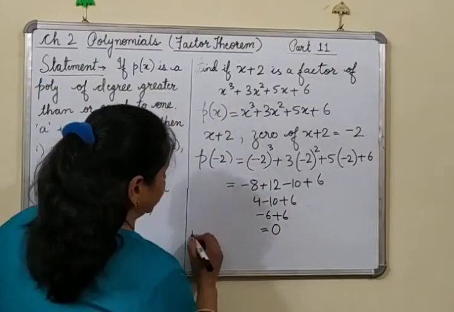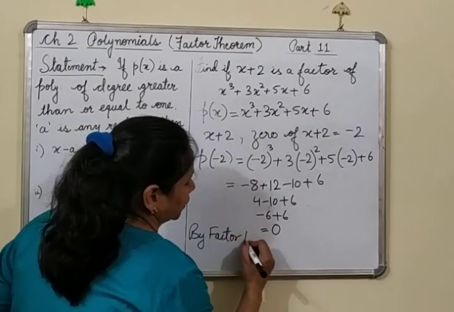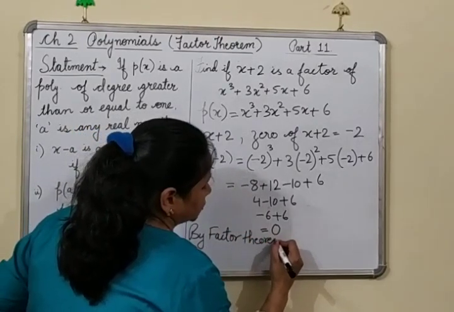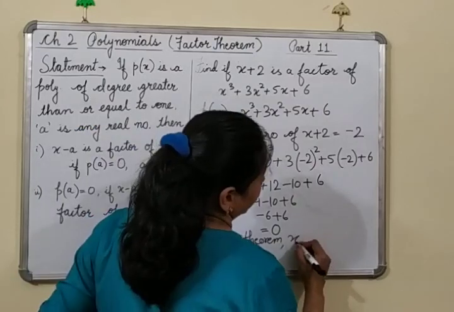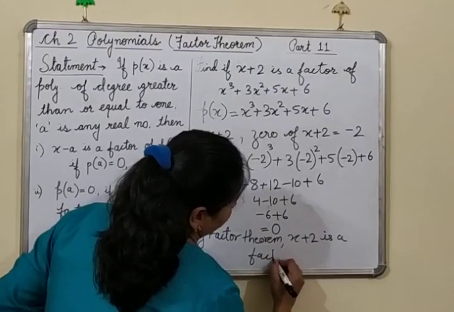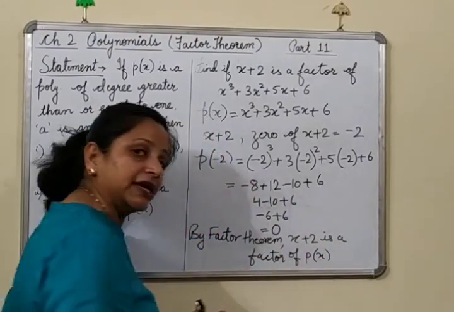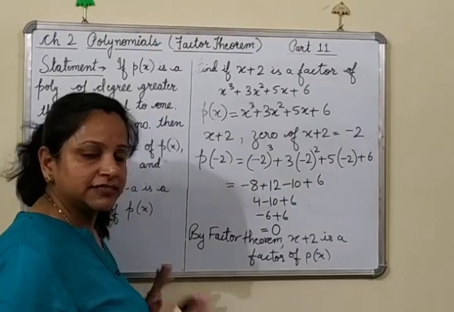Here we say by factor theorem. Now we are applying the factor theorem. By factor theorem, x plus 2 is a factor of the given polynomial p(x). Clear? Did you understand?